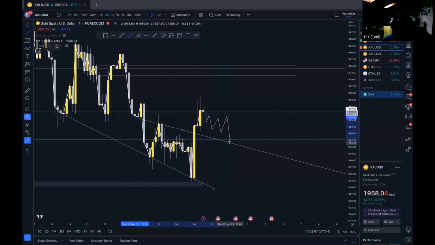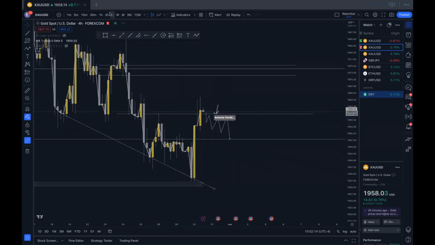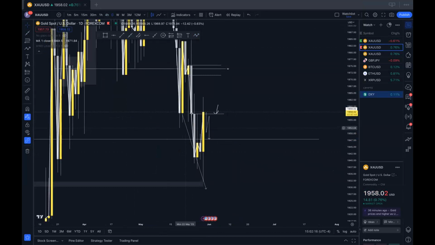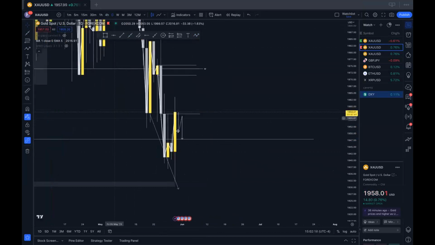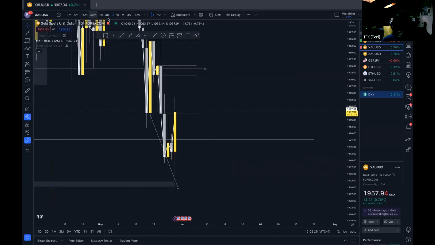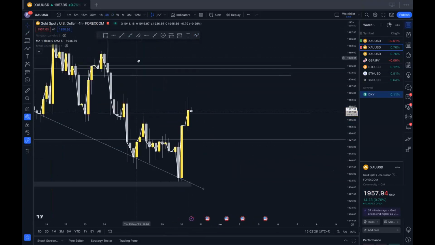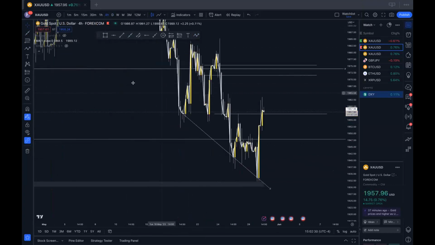But for this scenario, we need a daily close above this level, the daily gap. Yeah, we need to close, because that would also confirm this rally decision to go up. Cool. Okay, so that looks like the picture for gold this week.